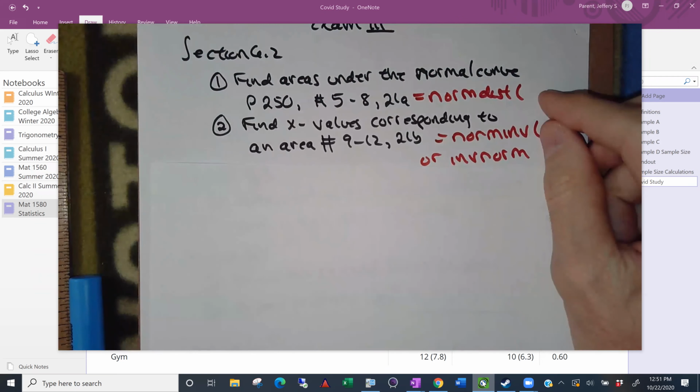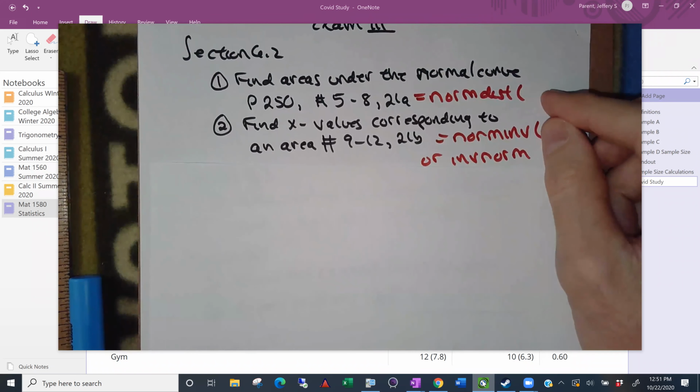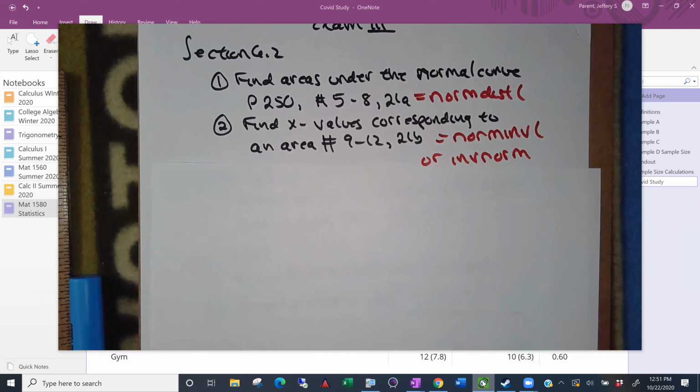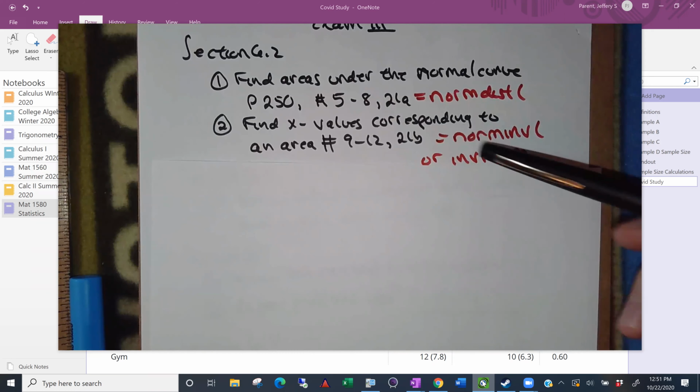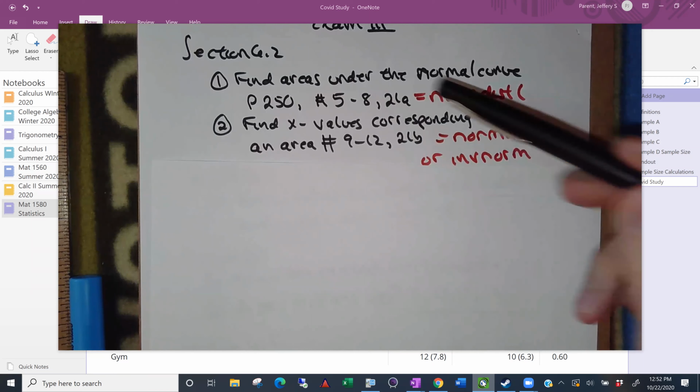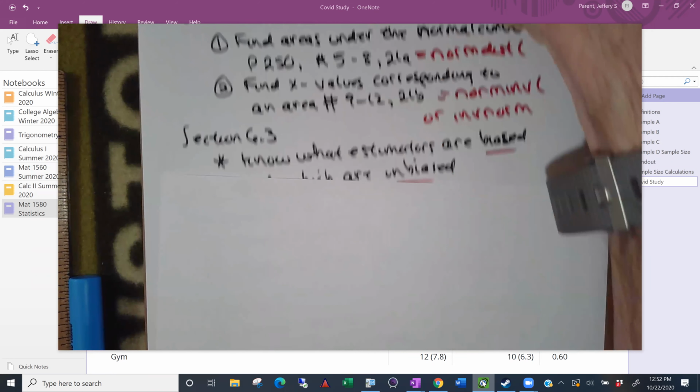You should be prepared to find areas underneath the normal curve, a non-standard normal curve. The last test we did the standard normal curve. This test, it's the non-standard normal curve, or just any normal curve. Also, you'll be given an area and asked to find the corresponding value of X. So you're going to be using norm inverse or inverse norm calculations. So here are some examples of those kinds of problems.